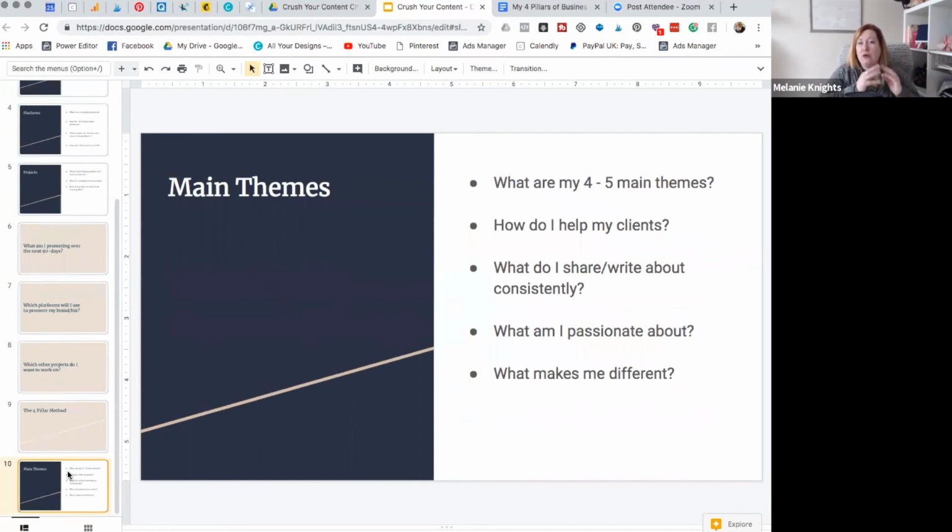She talks about all 4 of those things within her programs, within her services. Those are things that she helps her clients with. So those are her 4 main themes.